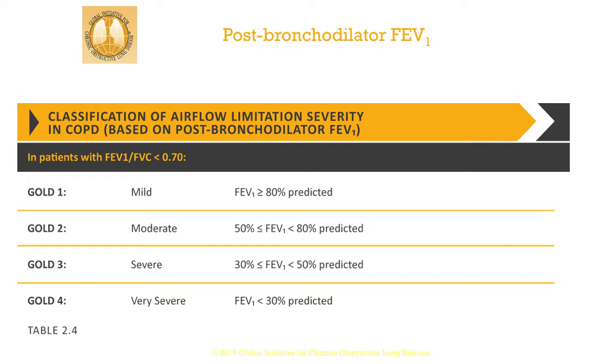Mild is you have COPD type symptoms, but you have an FEV1 that is greater than 80% of predicted. Moderate is going to be 50 to 80% of predicted. Severe is going to be 30 to 50% of predicted, and very severe is less than 30% of predicted, meaning that when you breathe out initially, you have enough obstruction that you can only breathe out 30% of the air you should be breathing out in the first second.